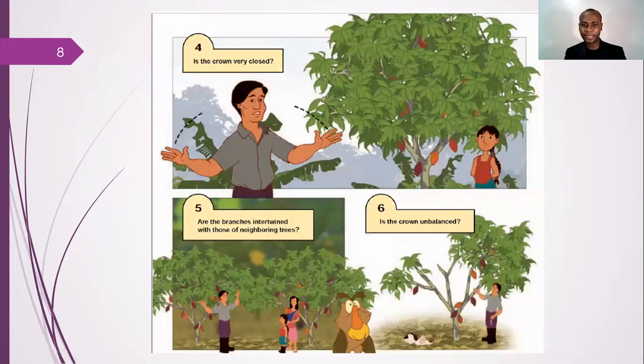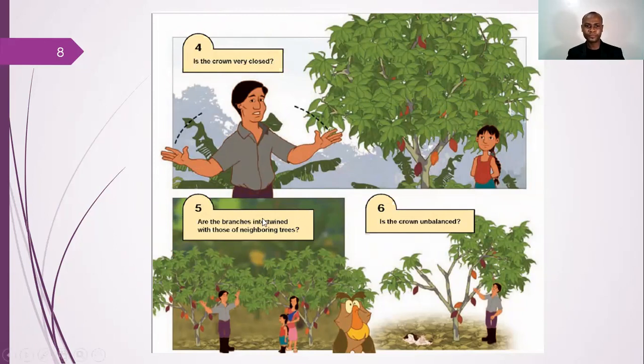And then we have picture 4. Is the crown very close? The answer is yes. The crown here is too condensed, which means that pruning is needed over here to open it up. All the hidden leaves and branches need to be cut off.